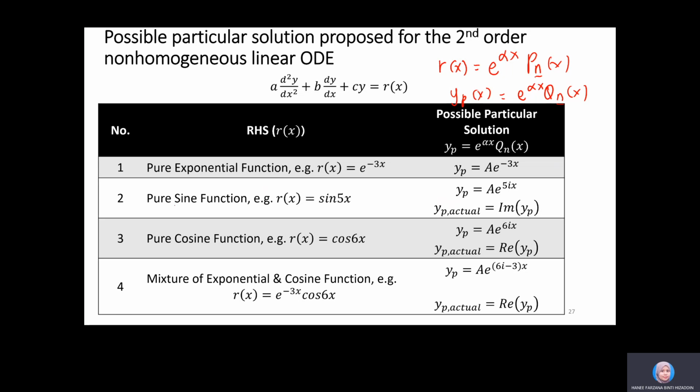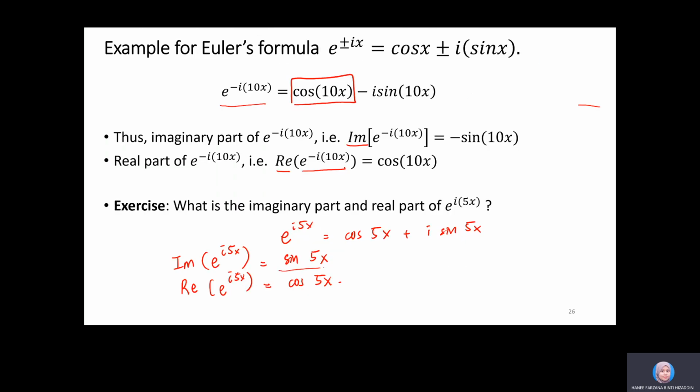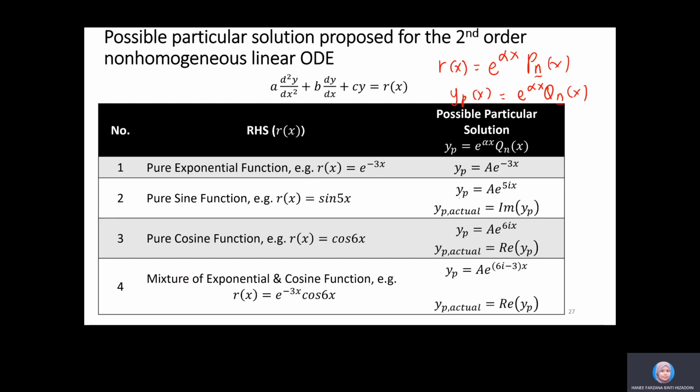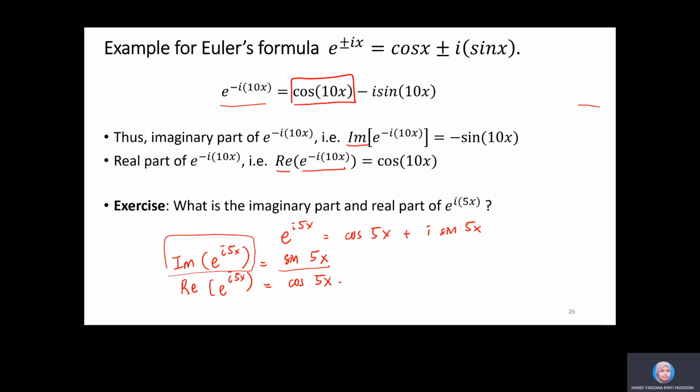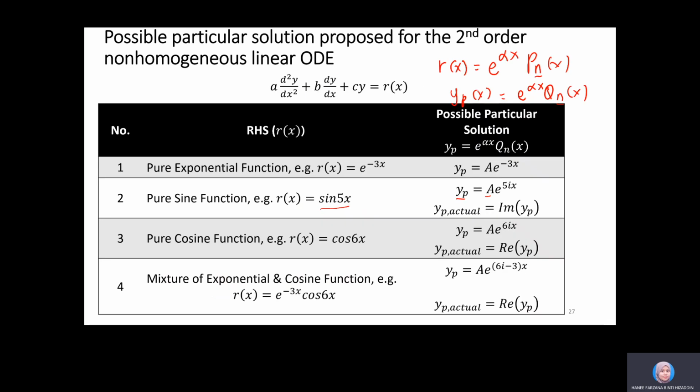Example number 2: if you have a pure sine function, sine 5x, you can make use of the example that we did previously. Sine 5x is actually the imaginary part of the exponential of i 5x. So you can propose yp to be a constant A times e to the power of 5ix. We just make use of the Euler notation here. Sine 5x is equal to e to the i 5x, but just the imaginary part. So we can put yp equals A times e to the 5ix, but the actual yp is just the imaginary part of it.